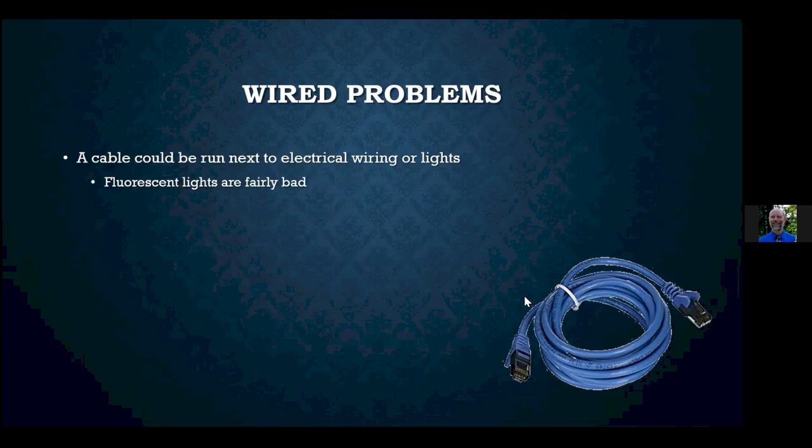And then fluorescent lights. These are the big long tube lights. They flicker, and that flickering is the electricity flowing through it. If the cable is draped right next to that type of light, particularly if it's alongside it, it can cause problems. If it goes straight across, it's not as bad. But if it goes parallel to it, that one can actually cause grief on a cable.